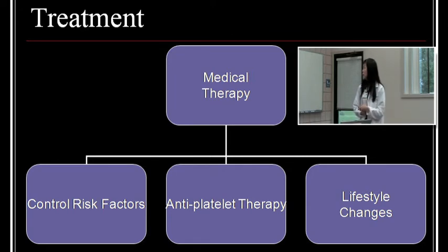And then antiplatelet therapy. Remember, platelets are the little tiny pieces floating around in your blood, and if those get caught on some plaque, they can actually form a bigger clot. And so if you're taking an aspirin or Plavix or other blood thinners, those can prevent those little pieces from sticking around and forming a bigger clot.